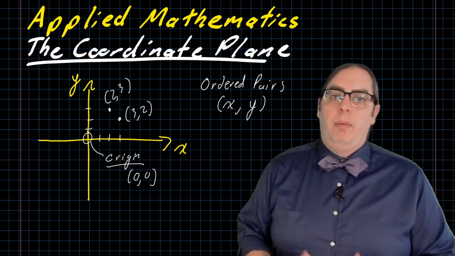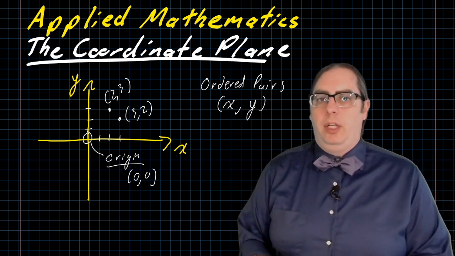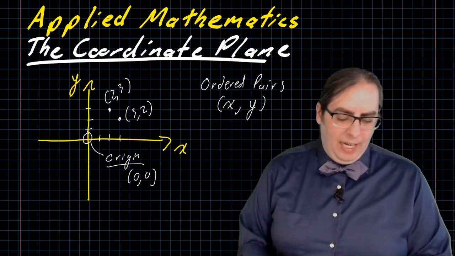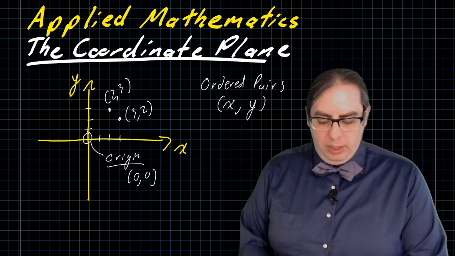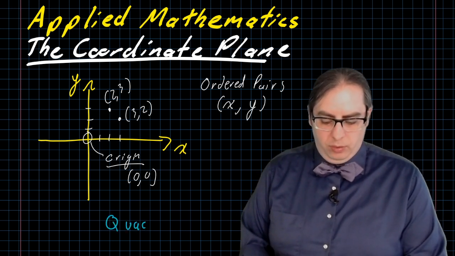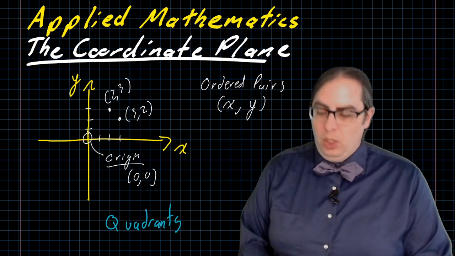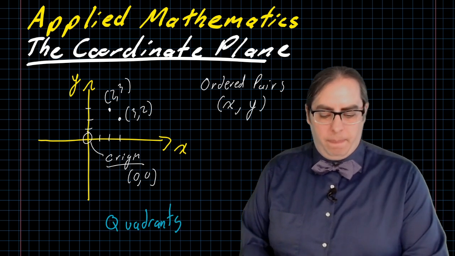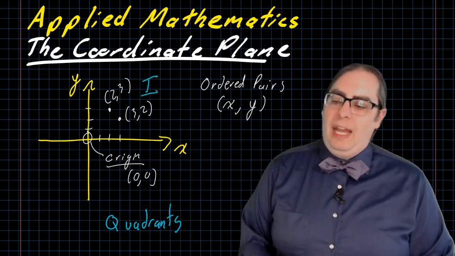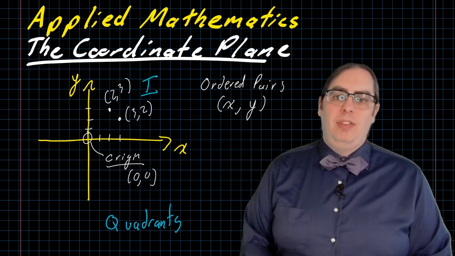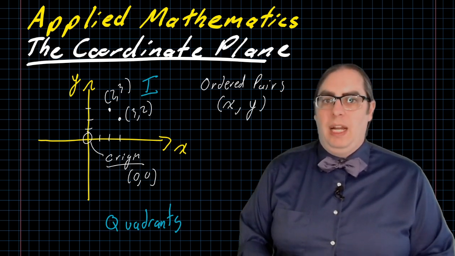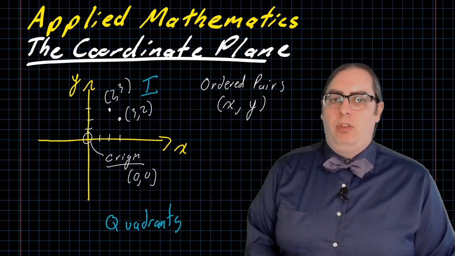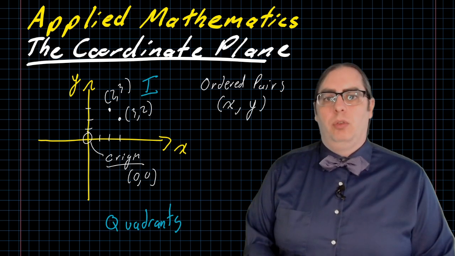All right. Some other vocabulary that you may or may not have come across previously. The x-axis and the y-axis divide the coordinate plane into 4 regions, which we call quadrants. We always start at the top right. This is quadrant 1. And the reason that this gets the special billing as quadrant 1 is because very often it's the only one you use.